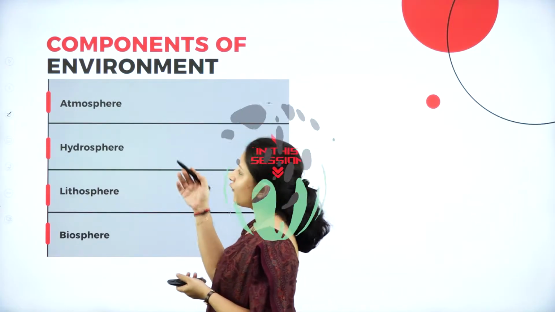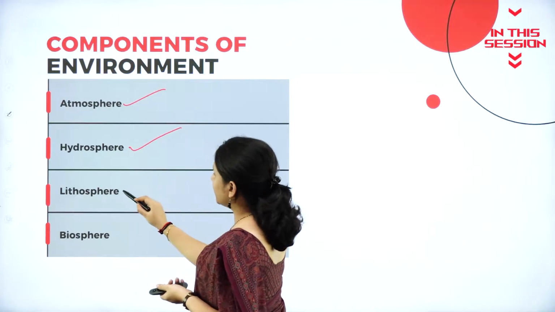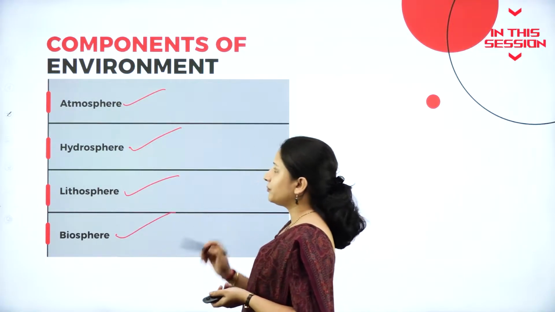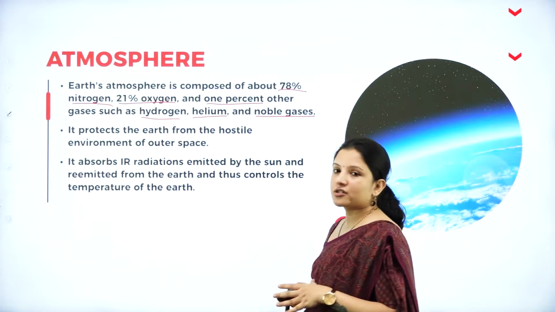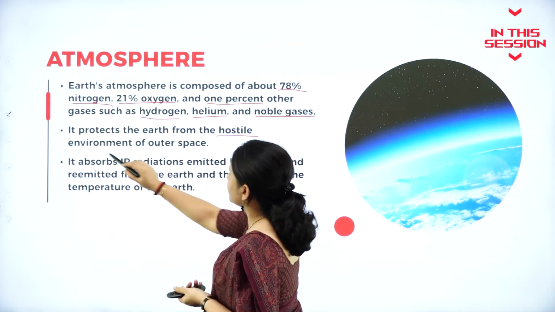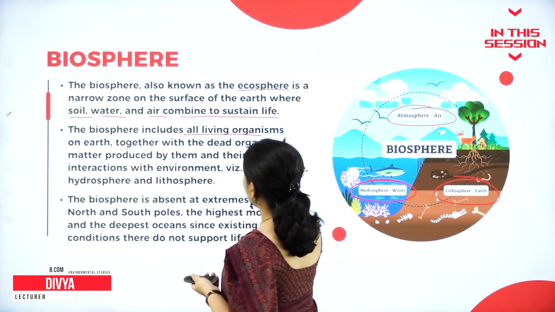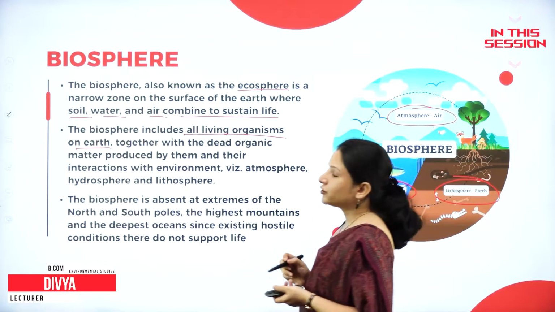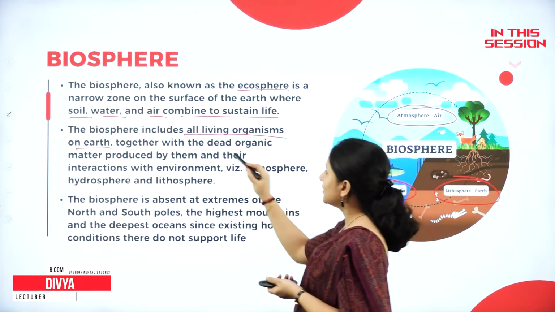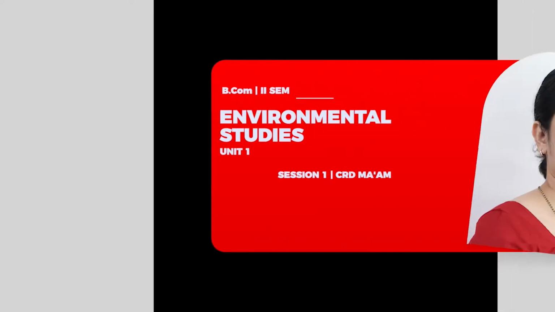Environment is made up of four main components, that is the atmosphere, the hydrosphere, the lithosphere and the biosphere. Atmosphere actually protects the earth from the hostile environment of the outer space. So the biosphere includes all the living organisms on the earth together with the dead organic matter that is produced by them.